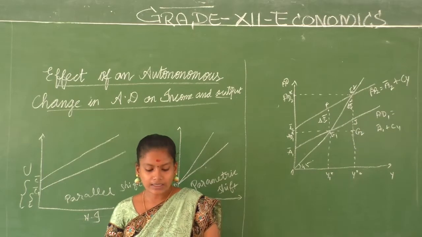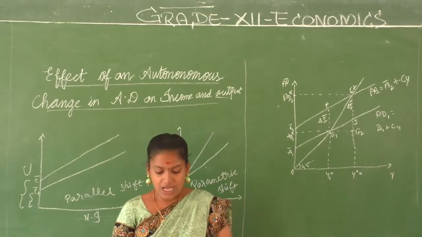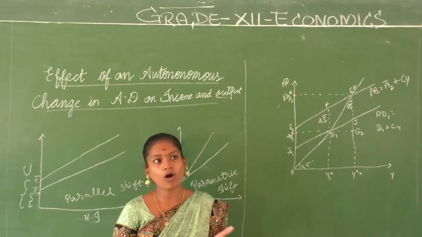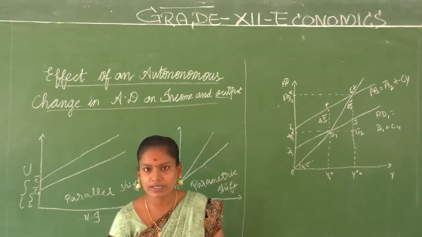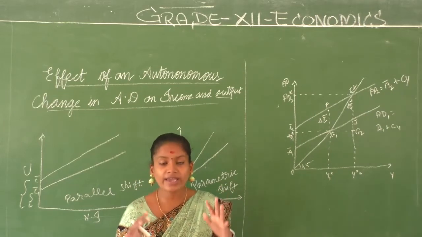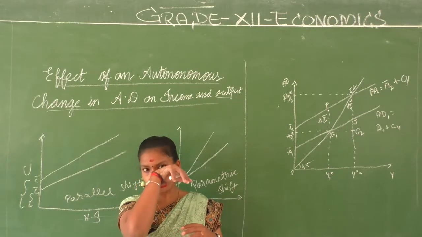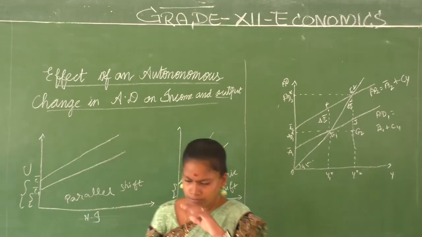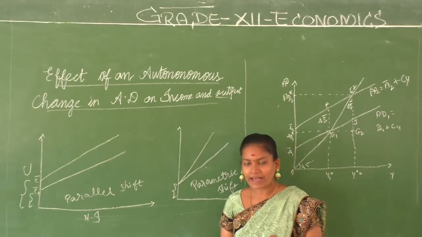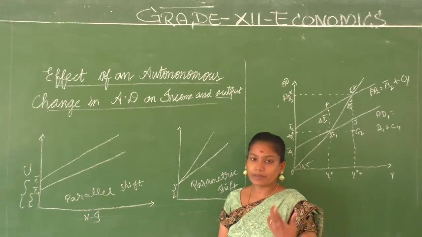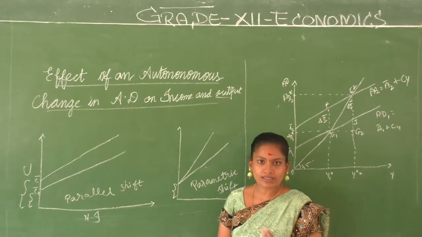The next topic that we are going to discuss is the effect of an autonomous change in aggregate demand on income and output. That is, autonomous consumption and autonomous investment are there, right? How a change in these two things is going to affect the income and output is what we are going to discuss. Before going on further, I spoke about parallel shift and parametric shift in the previous session, so I just wanted to give a quick explanation of both.